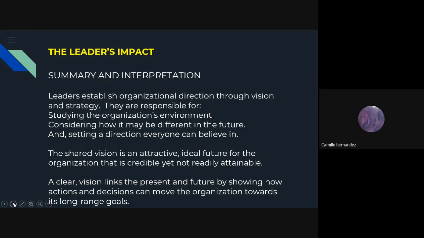The leader's impact, summary and interpretation. Leaders establish organizational direction, vision, and strategy. They are responsible for studying the organization's environment, considering how it may be different in the future, and setting a direction everyone can believe in. The shared vision is an attractive, ideal future for the organization that is credible yet not readily attainable. A clear vision links the present and future by showing how actions and decisions can move the organization towards its long-range goals.